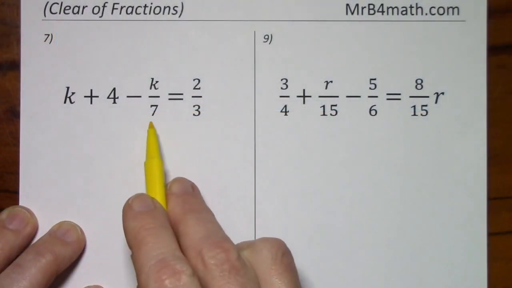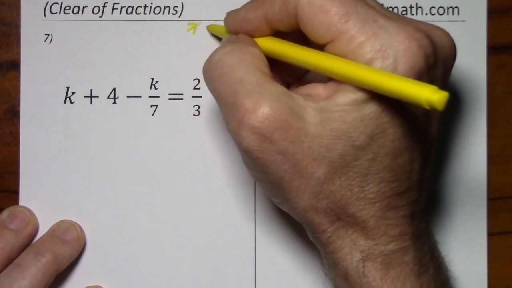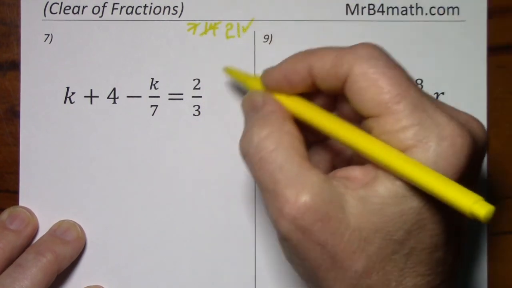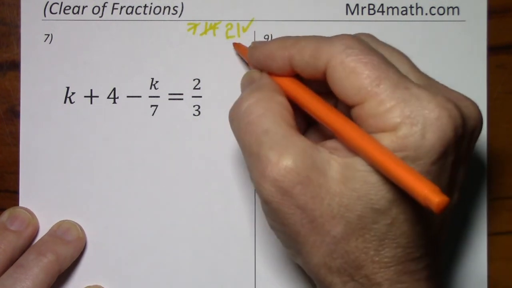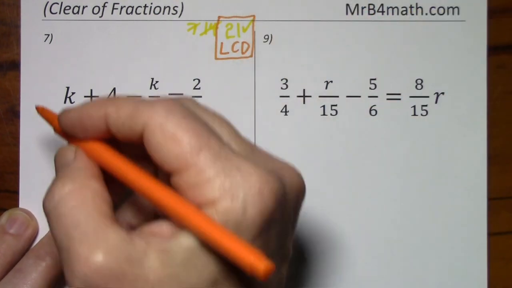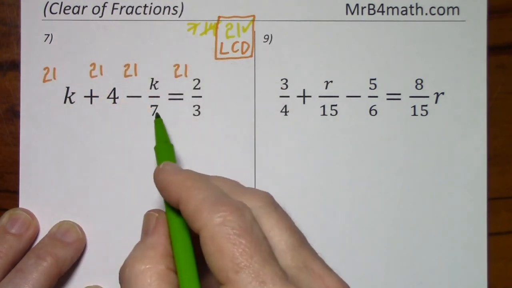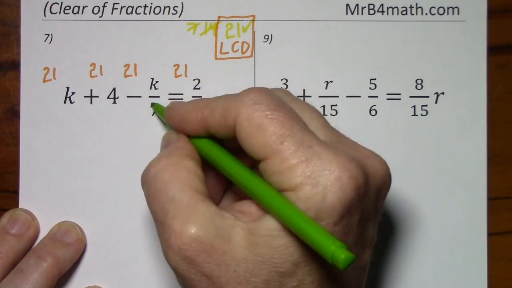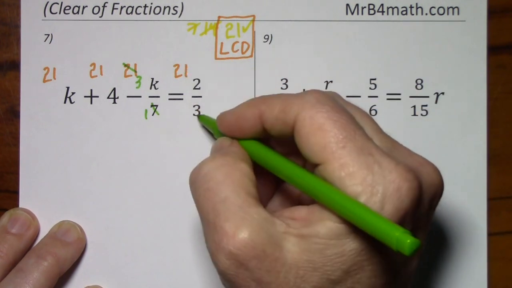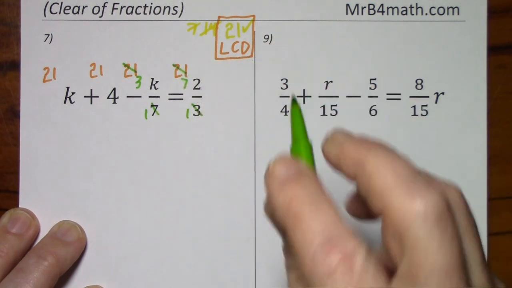Looking at this problem, we'll need the least common denominator. Multiples of 7 would be 7. That won't work. 14 still won't work. But 21 works fine because 3 goes into 21. So 21 is our least common denominator. And we multiply each term on each side by 21. With the first two terms I can't simplify, but with this term I can. Divide by 7 is 1. Divide by 7 is 3. And here we can simplify. Divide by 3 is 1. Divide by 3 is 7.